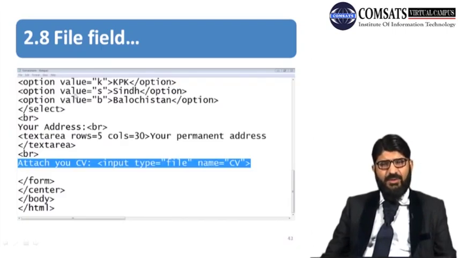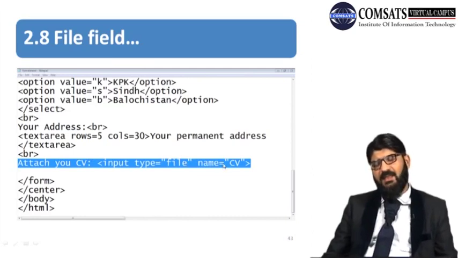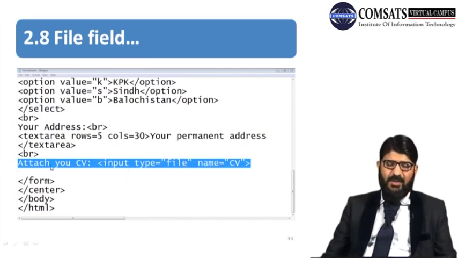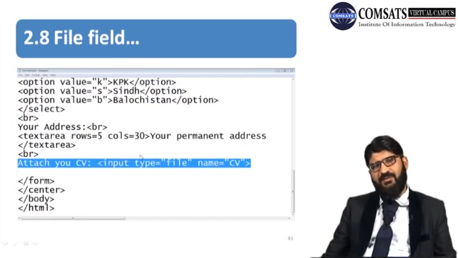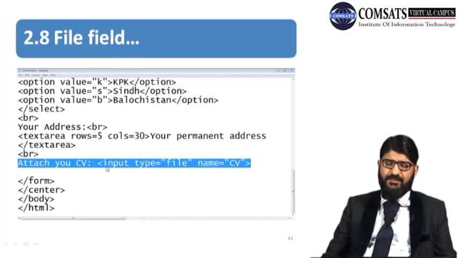So what will be the code of the file field? Here you can see, after your address that we have discussed in the last few slides, a line break is given. Now, attach your CV. You want the user on a web form to be able to upload his or her CV. So input type is file and name is CV. Now it will give the user the option to browse and to give the path of that particular file that you want.